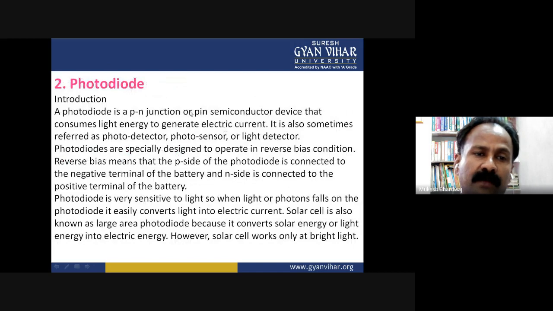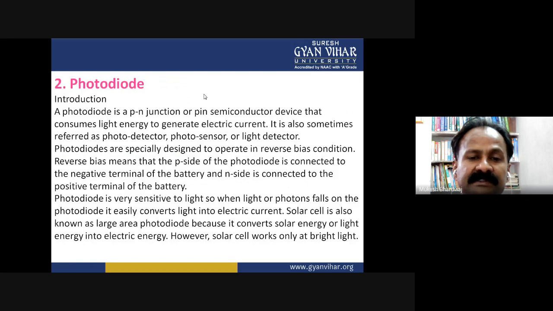Now, second, the photodiode. A photodiode is a PN junction or PIN semiconductor device that consumes light energy to generate electric current. It is also sometimes referred to as a photodetector, photosensor, or light detector. Photodiodes are specially designed to operate in reverse bias conditions. Reverse bias means that the P side of the photodiode is connected to the negative terminal of the battery and the N side is connected to the positive terminal of the battery.